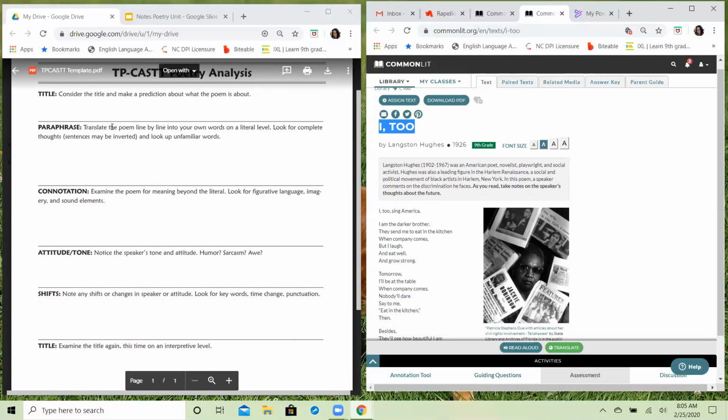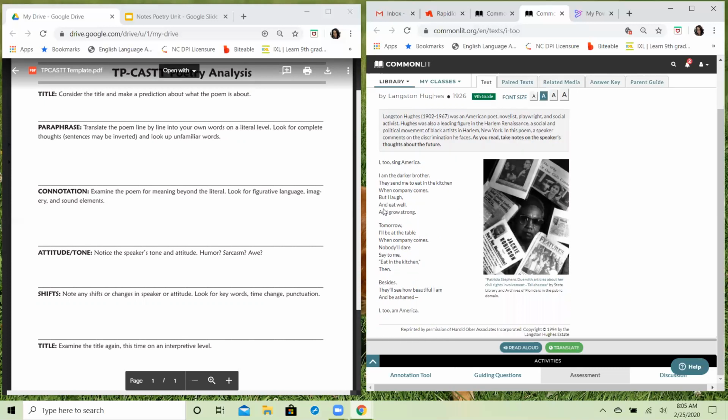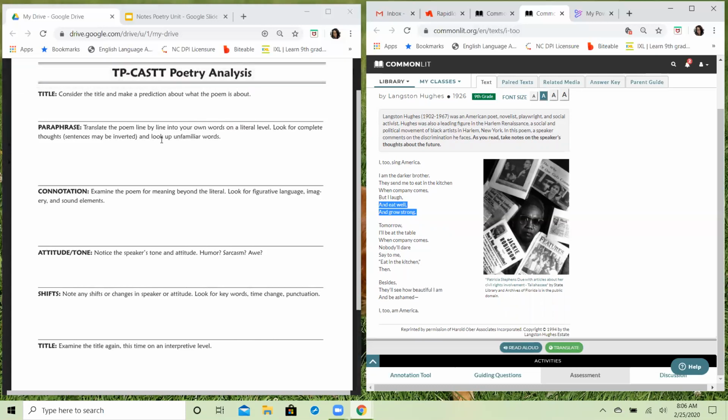The second part is to paraphrase. Translate the poem line by line into your own words on a literal level. Remember, one of our terms this unit is figurative language. Look at your poem, and most of this is quite literal and can be taken quite literally. But then there are parts where he is being very figurative, or he's not directly implying what you would directly imply. Although it would make sense, there is some figurative language going on here. So what can you translate from this poem and how does that impact your understanding? By taking figurative language and making it literal, or vice versa, taking literal language and making it figurative, you can kind of get a better understanding of what's being implied.